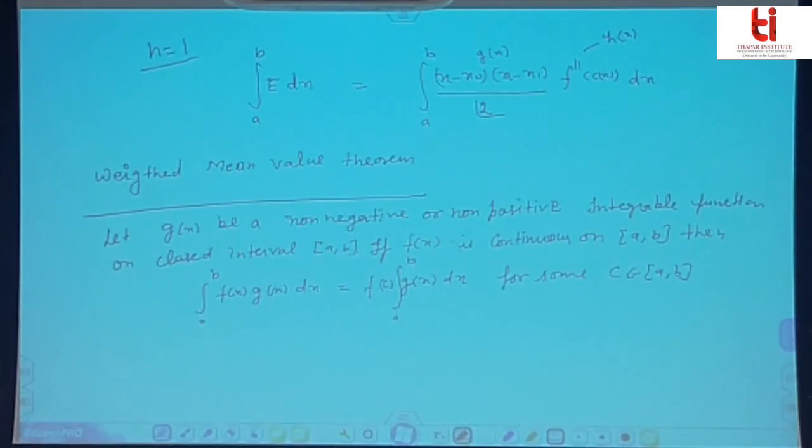Gx is a non-negative or non-positive integrable function on a closed interval [a, b]. If fx is continuous on [a, b], then the integral from a to b of fx gx dx can be written as f of t times the integral of gx dx, for some t belonging to [a, b]. Okay, let's close it here.